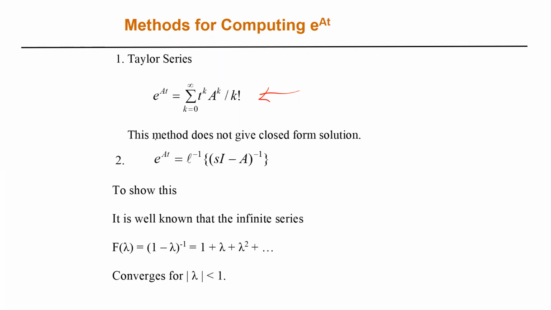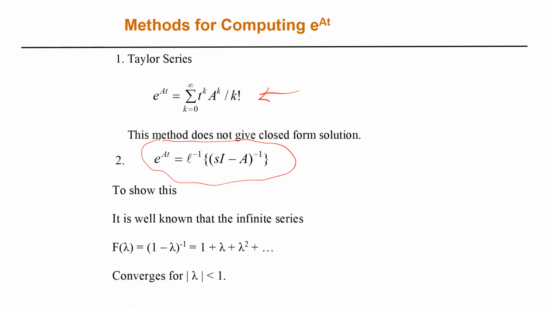e to the At equals the Laplace inverse of (sI minus A) inverse. This is what we'll be using. The proof for that one is in the following two slides. I'm not going to go over them because we are a little bit late and it's not important to us. What's important is how do I apply this equation? To find e to the At, first of all, I'll find (sI minus A) inverse.